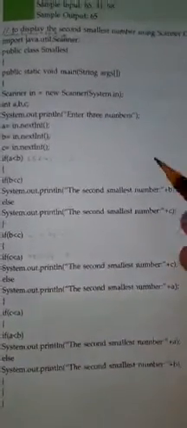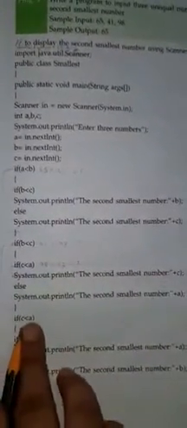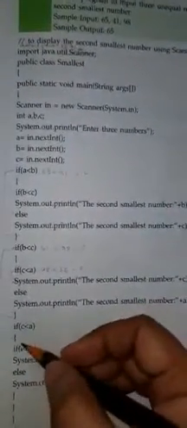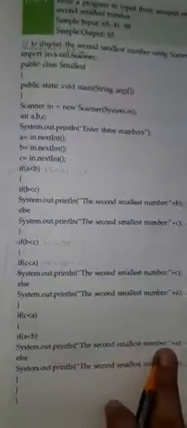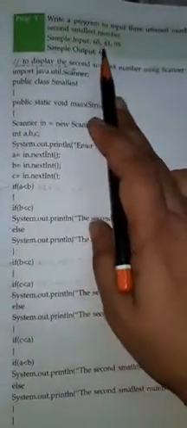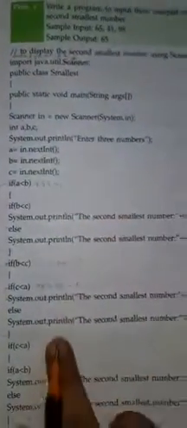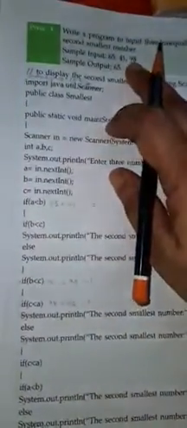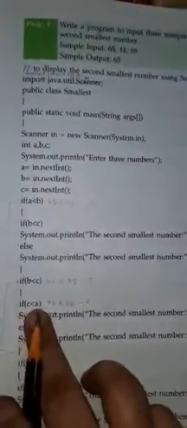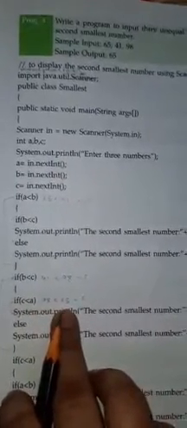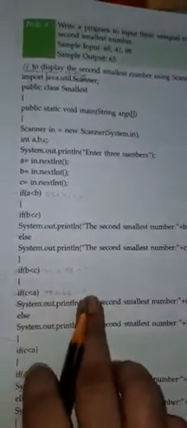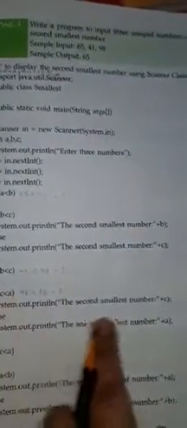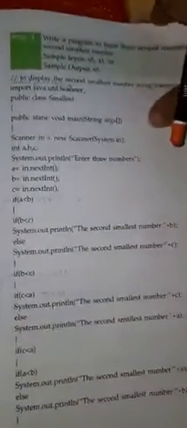So in this way, if C is the smallest number, it will come to C's part, then it will check for A and B and then it will give you the second smallest. Since here A is the second smallest, it has displayed the second smallest. Here it has become true: B is smaller than C. So it is true, so it has entered. Then C is checked with A whether C is smaller than A or not. It has proved false. Since it has proved false, that means A is the second smallest number. So this is program number 4.